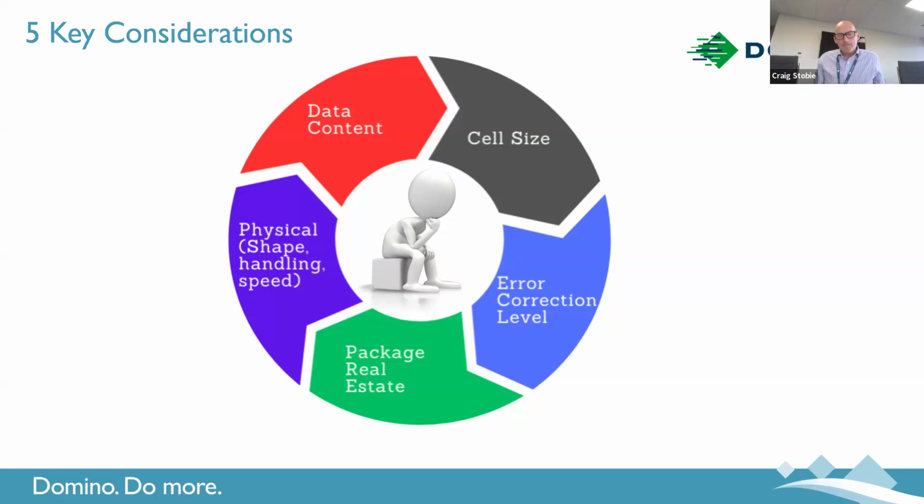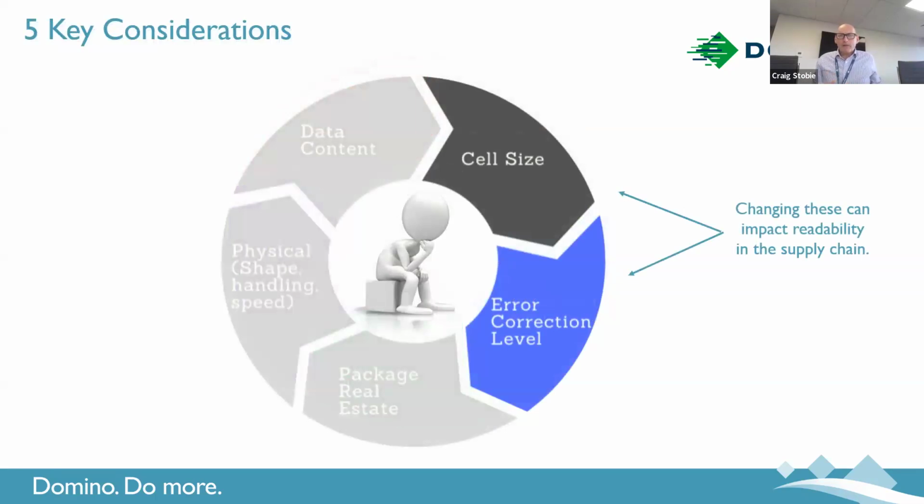So let me take the first 2. As I say, it's really nice to have a data-rich dynamic QR code. However, adding more data and then just compressing it by making the cell size really small, by reducing the error correction level, to reduce the physical size of the code to fit in your packaging real estate, can have some real readability impacts on your supply chain.